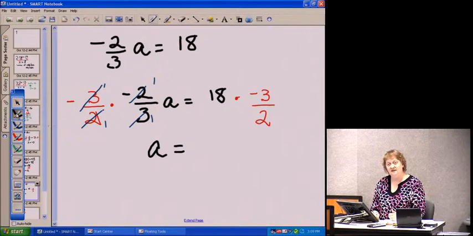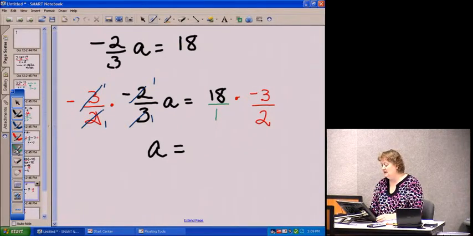Now let's look on the other side. That gives us 18 times -3/2. Remember that any whole number can be written over 1. So that's really 18/1 times -3/2. So to simplify this one, we want to see if anything cancels. So the 2 goes into itself 1 time, 2 goes into 18 9 times. And that allows us to simplify our problem before we go on to the next step.